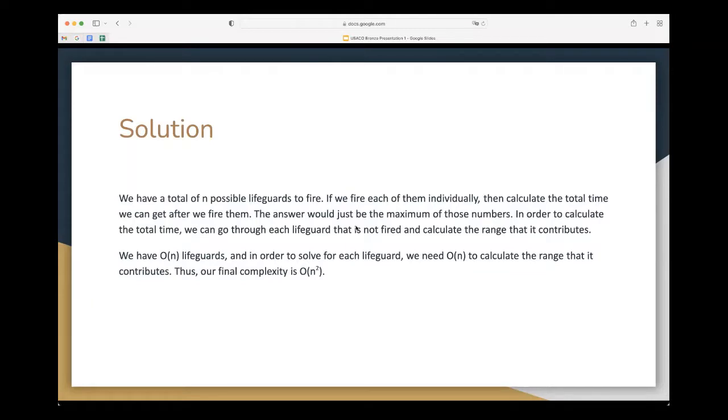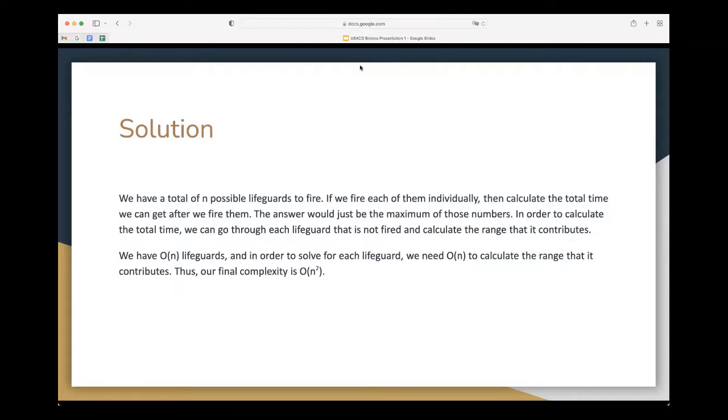You can go through each of the other possible lifeguards, or you can store an array over all of the positions, and then look at whether the positions have other lifeguards in them. If they don't, then you add to the amount that you need to remove. And so it depends. It could be O(N) or it could be O(X). But anyways, it's around O(N squared) or O(NX).